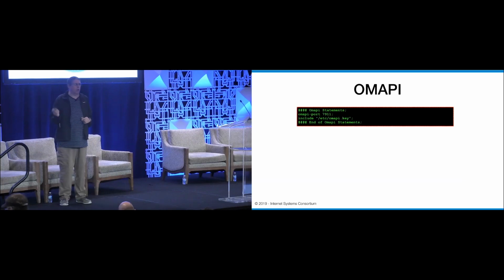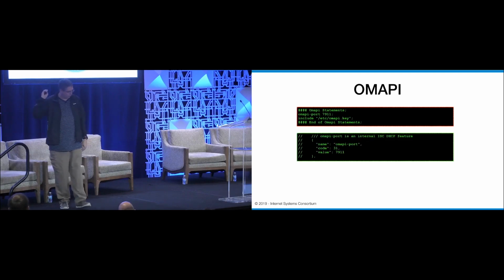Other things that are not going to work: OMAPI configuration, because OMAPI is not part of the DHCP standard. It's part of ISC's add-ons. So it's going to tell you, again in the comments, it's an internal ISC DHCP feature. This isn't going to work.